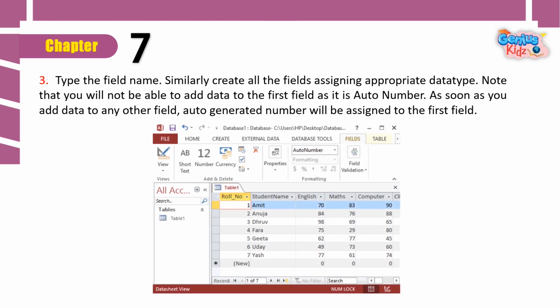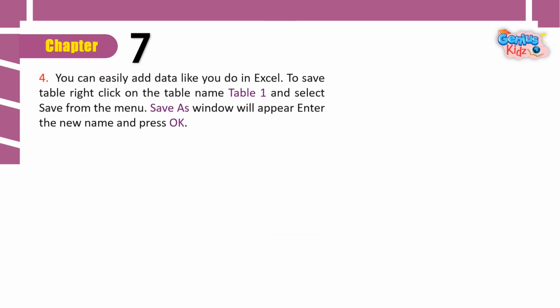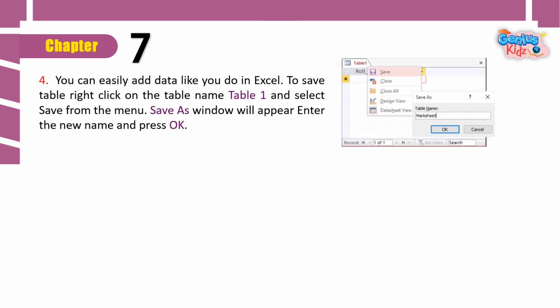3. Type the field name. Similarly, create all the fields assigning appropriate data type. Note that you will not be able to add data to the first field as it is auto number. As soon as you add data to any other field, auto-generated number will be assigned to the first field. 4. You can easily add data like you do in Excel.